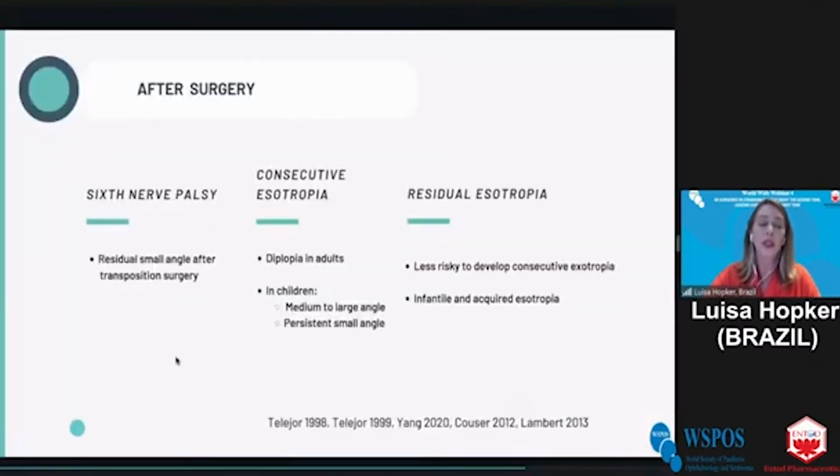Again, in the sixth nerve palsy, whenever you have a residual small angle after transposition surgery, and consecutive esotropia, which I think is one of the best indications for botulinum toxin in residual or consecutive deviations. So whenever you have an undesirable diplopia in adults or in children, when you have a medium to large angle that you know is not going to exodrift, or in a persistent small angle that may produce amblyopia. And in residual esotropia, because it's less risky to develop consecutive exotropia, and it works both for infantile and acquired esotropia. And again, Dr. Hunter has a very nice paper on that.